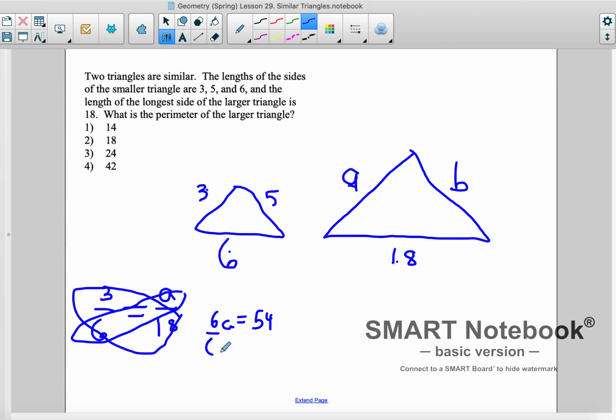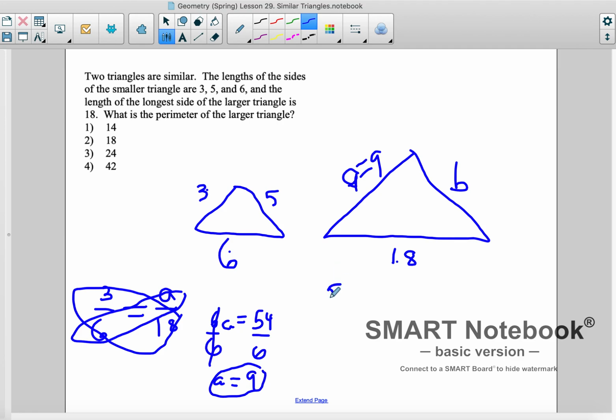Divide both sides by 6. And we're left with A is equal to 9. So this is 9. We get rid of that. This is 9. And then B, we're going to do the same thing. You can do any type of proportion as long as you're consistent with what you pick. So let's do it a different way this time.